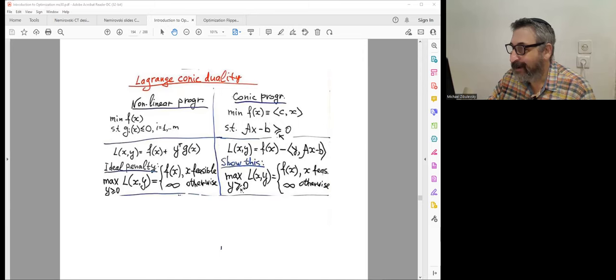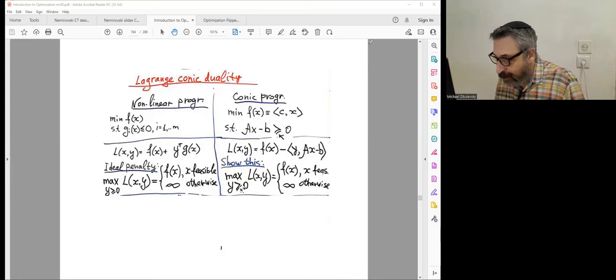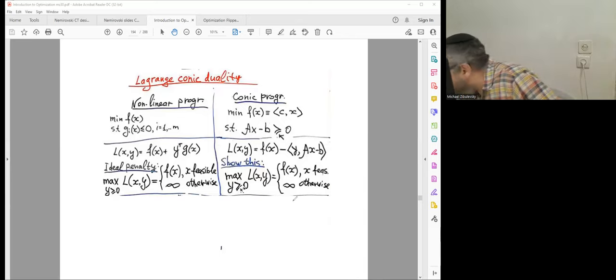Okay. Then let me put an annotation, and Yair will tell us, I hope you will hear me here. If x is feasible, then the inner product between y and Ax minus b is bigger or equal to zero. Let's say it completely. So we say x feasible.